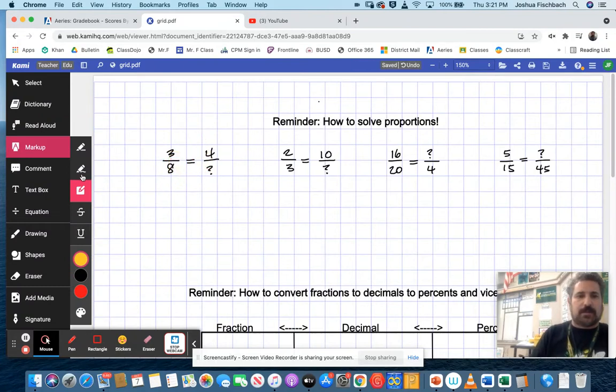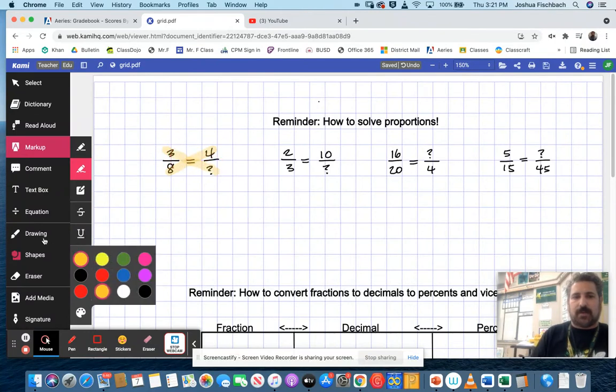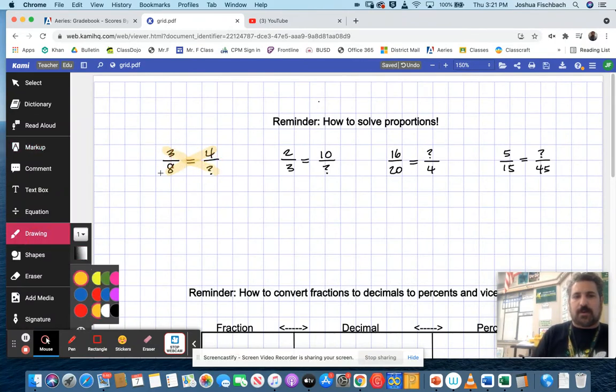Let me do that with a nicer highlight. The bottom times the opposite top equals the top times the opposite bottom. This method is called the cross product, and it's always true in a proportional relationship that the bottom value times the opposite top value is always equal to the top value times the opposite bottom value. In this case, let's use a variable x for the question mark. So 3 times x is equal to 8 times 4.